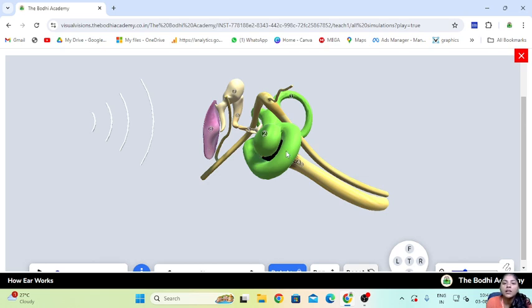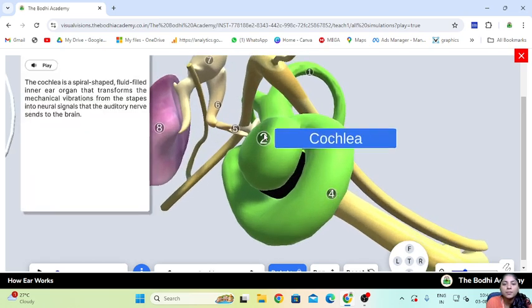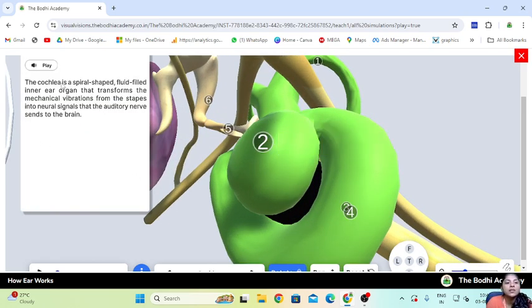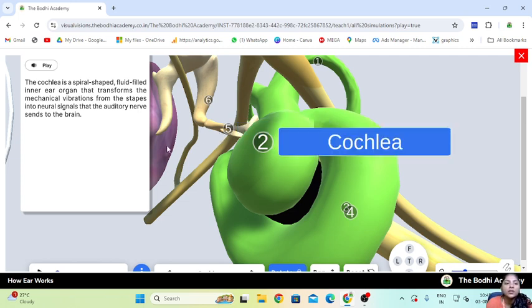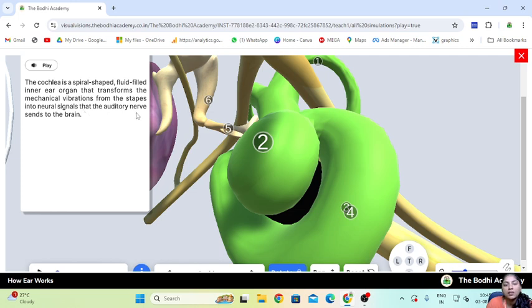Then after the middle ear comes the inner ear, in which this structure, that is cochlea, is present. Now the cochlea is a spiral-shaped fluid-filled inner ear organ that transforms the mechanical vibrations from the stapes into neural signals that the auditory nerve sends to the brain. So whatever vibrations are transmitted by the stapes to the cochlea are converted into neural signals, which are then carried by the auditory nerve to the brain.